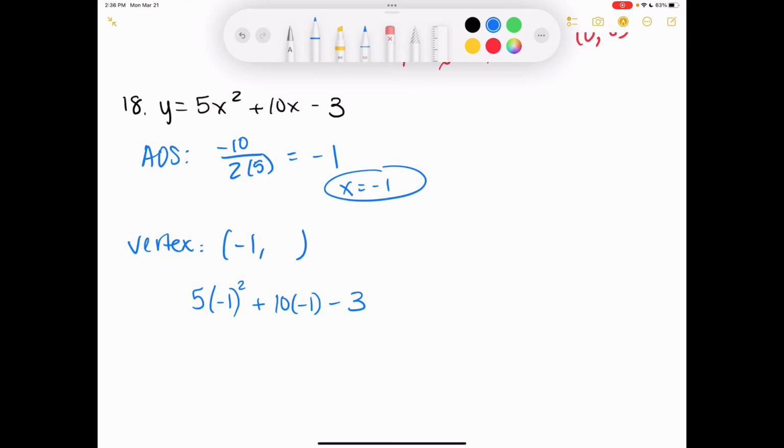So -1 squared is +1 times 5 is 5. 10 times -1 is -10. Then -3. So that's going to be -13 plus 5, which is -8. So my vertex is at -1, -8.